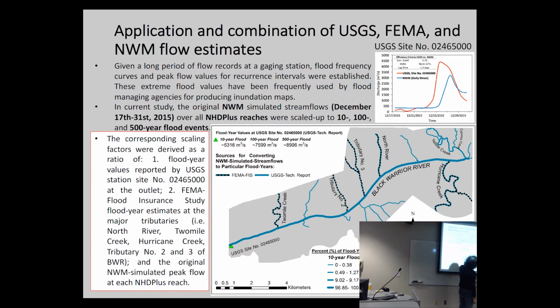And if there is a solid line, that means the scaling of the National Water Model inflow is done by means of information given by the USGS station at the downstream. And when there is a dashed line, I applied the FEMA flood year values to scale up the streamflow of the National Water Model. You can see that the 100-year, 500-year and 10-year floods at the downstream station are about 5,300, 7,600, and 9,000 cubic meters per second.